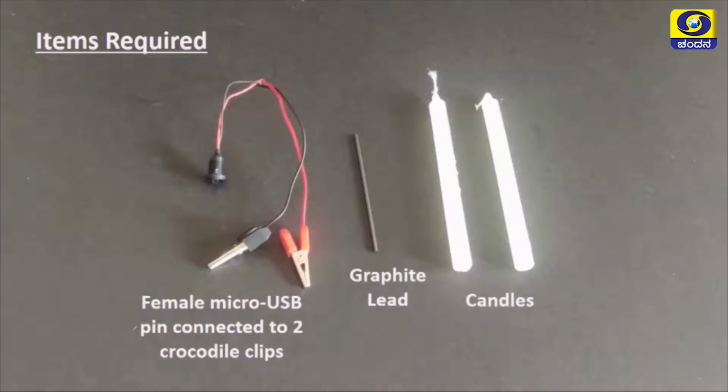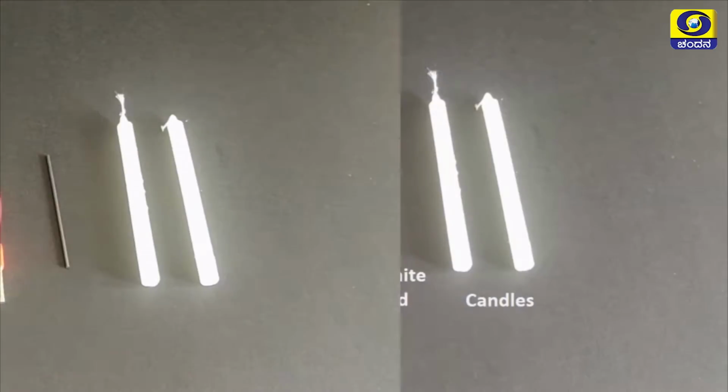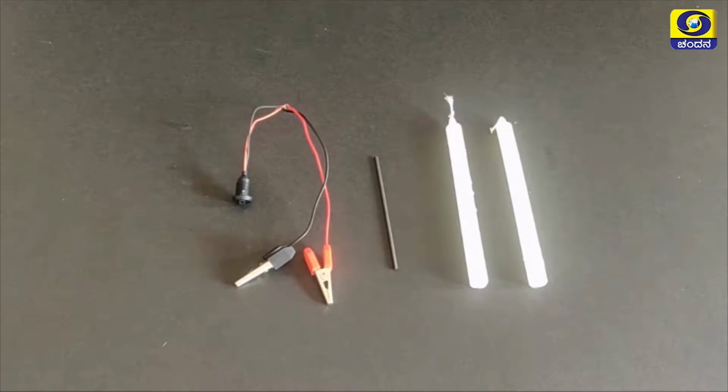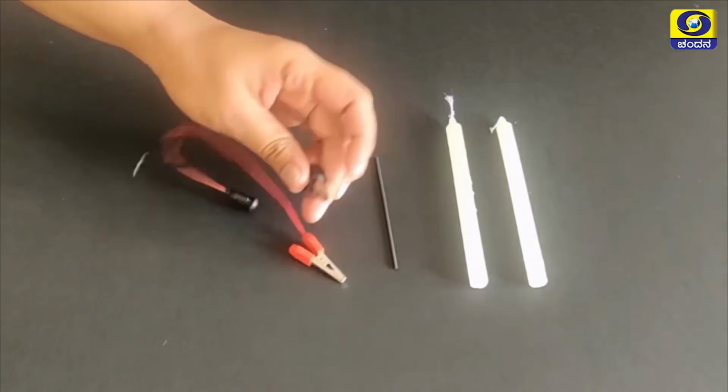Children, this is an experiment to demonstrate heating effect of electric current. Here we make use of the items: a female micro USB pin, 2 crocodile clips which are connected with each other, a graphite lead, and also 2 candles. Through this experiment we will verify whether, when electric current is passed through the graphite lead, it will have any change in its temperature.